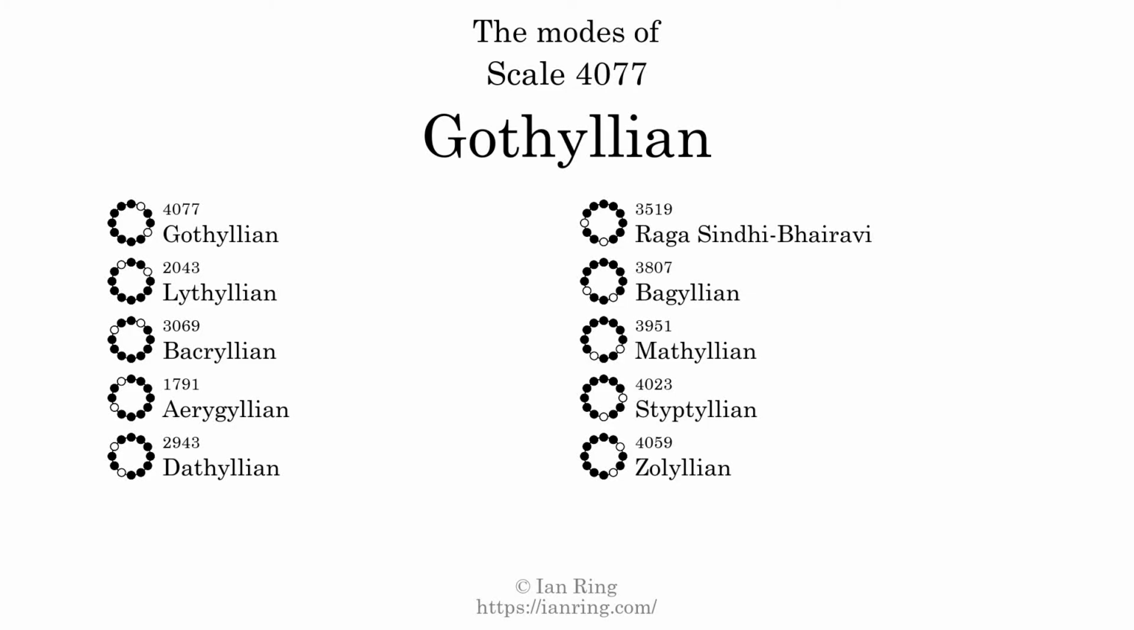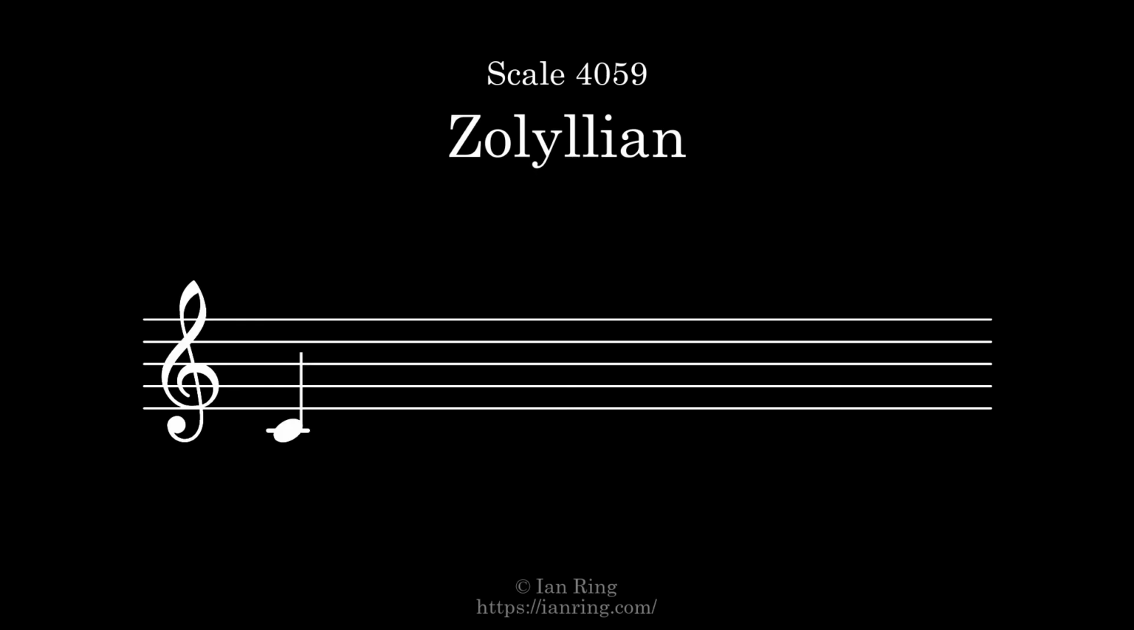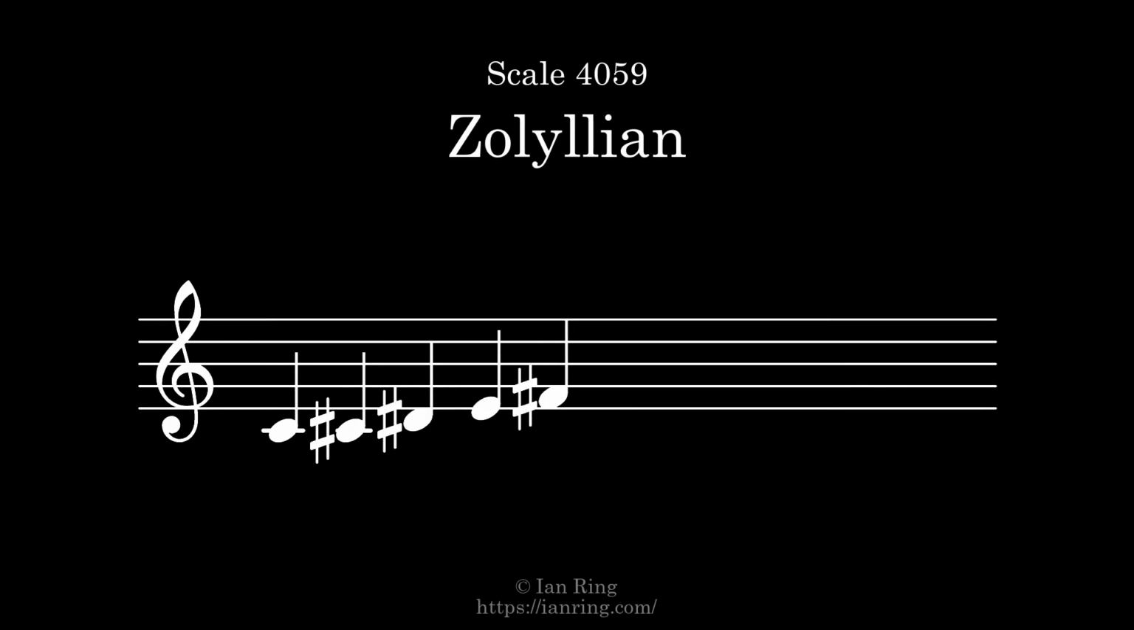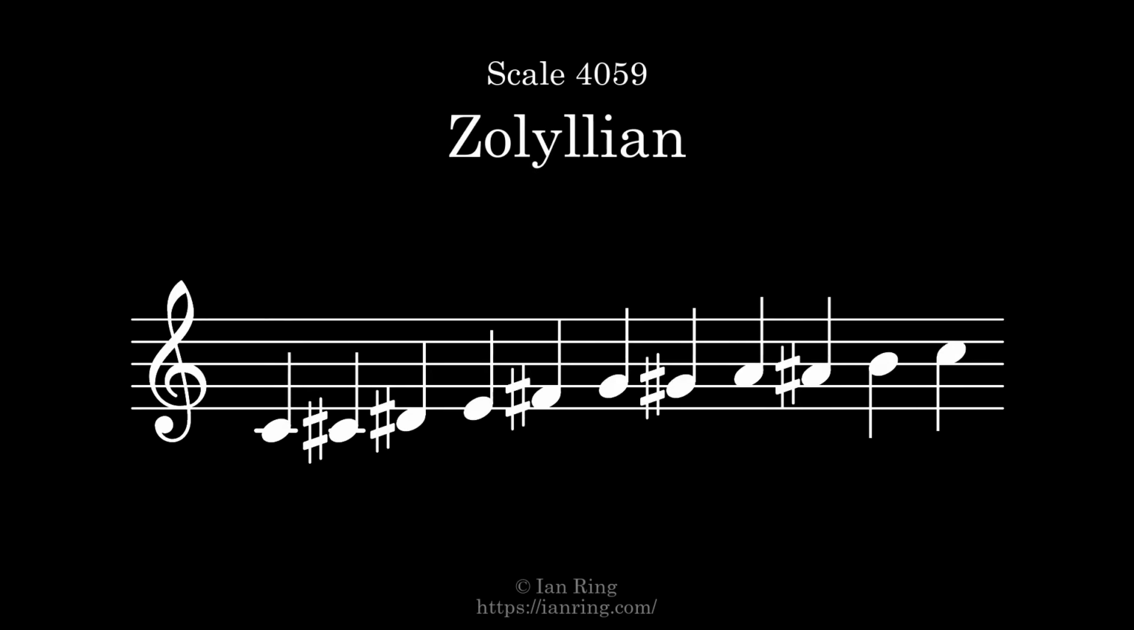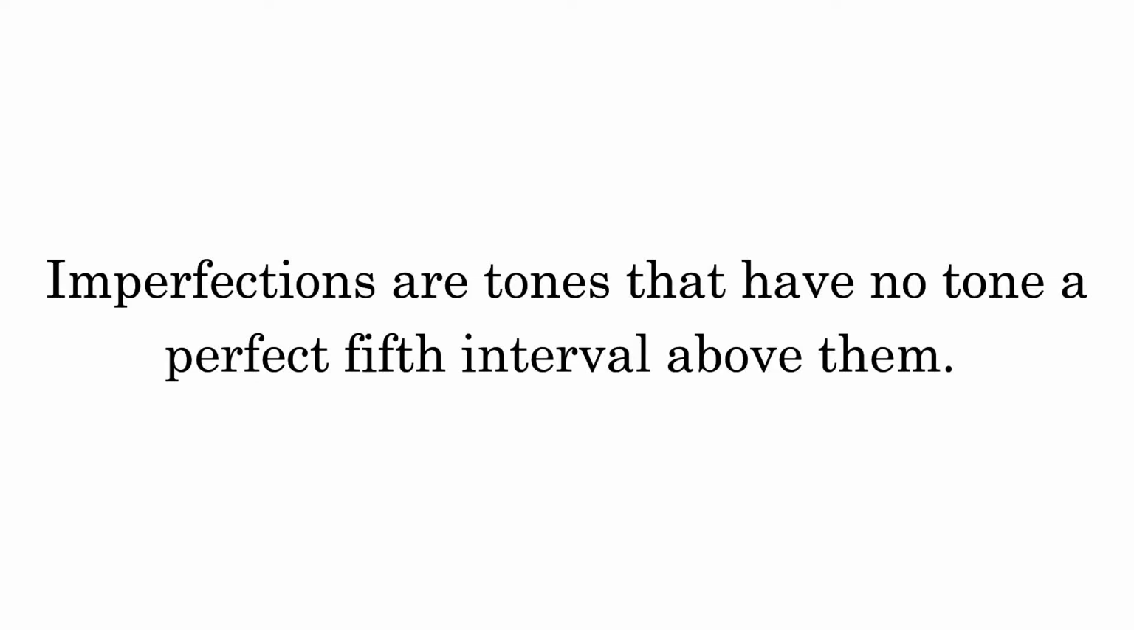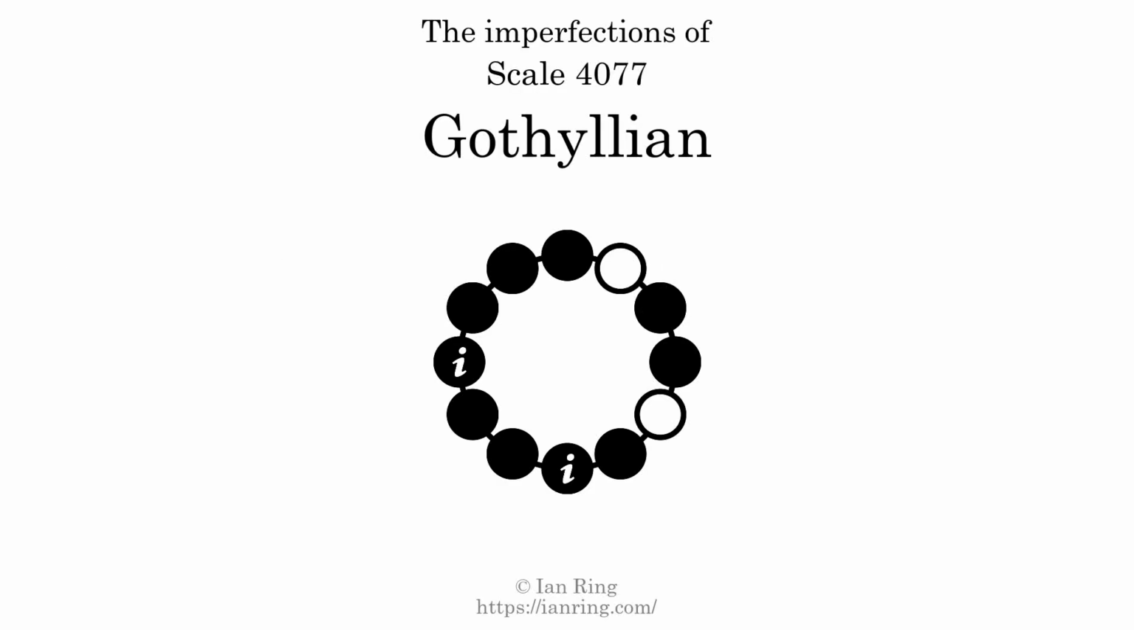The 10th and last mode is scale 4059, also known as Gothyllian. It sounds like this. Imperfections are tones that have no tone a perfect fifth interval above them. This scale has two imperfections. They are at positions here and here.